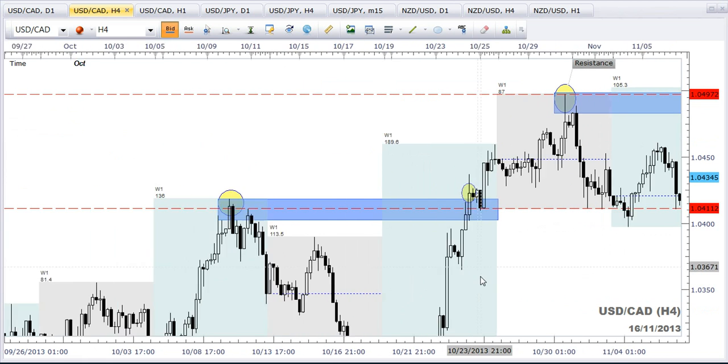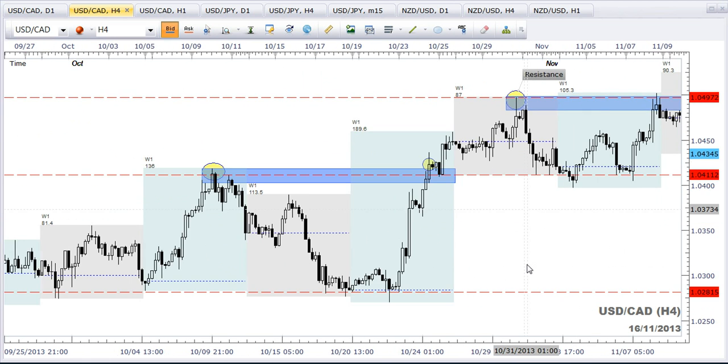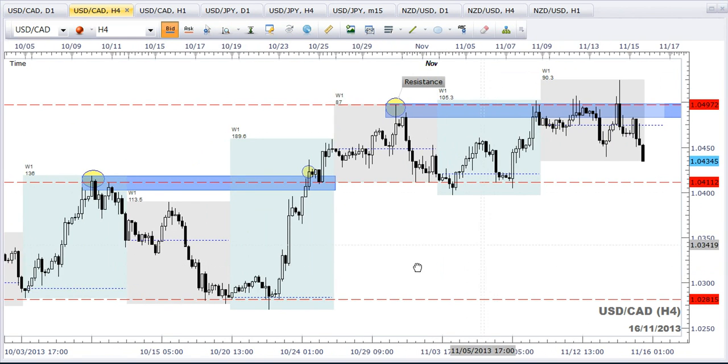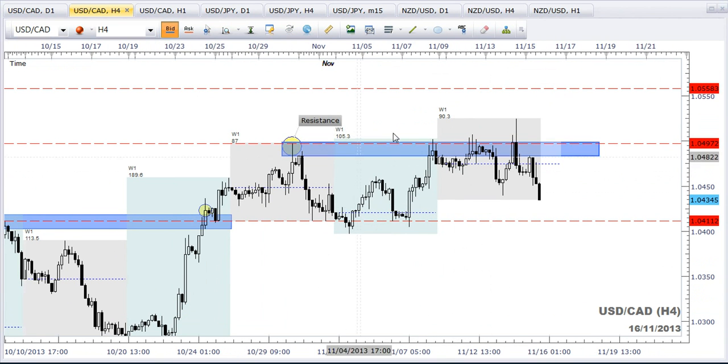Now, when I look at that same scenario up here, clearly it hasn't broken, no close above the 104.97 area, so it's not ready to move its way up. And if it's not ready to move its way up, then where will it go?